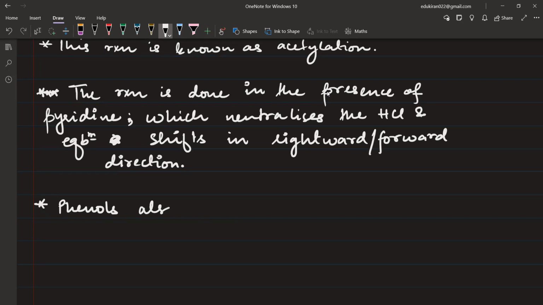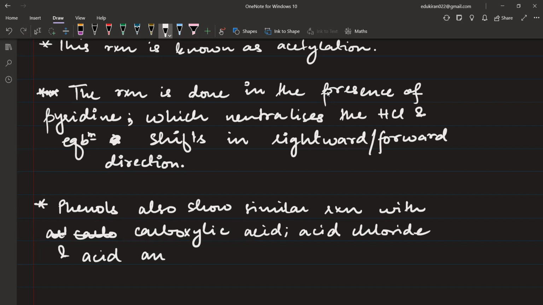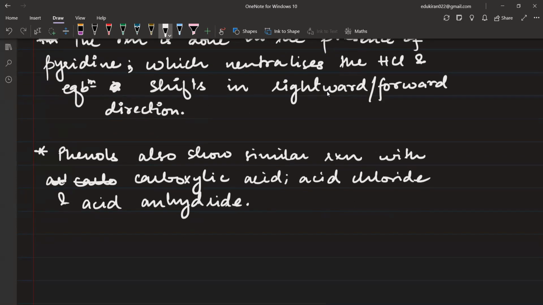Phenols also show a similar reaction with carboxylic acid, acid chloride, and acid anhydride.